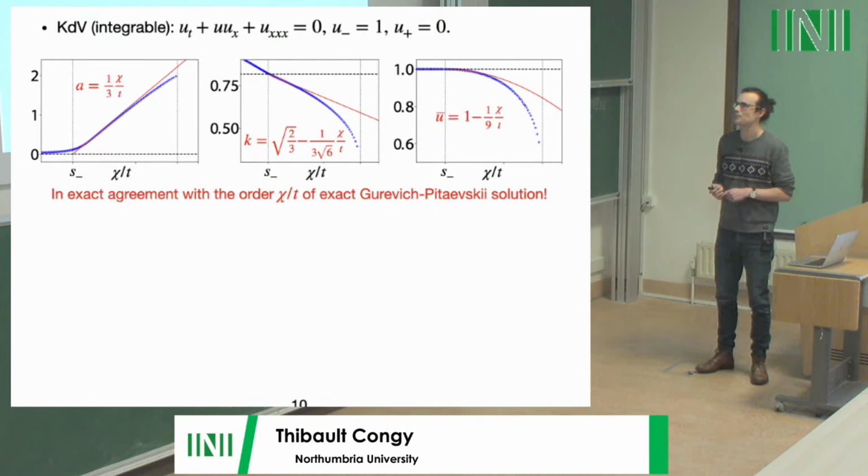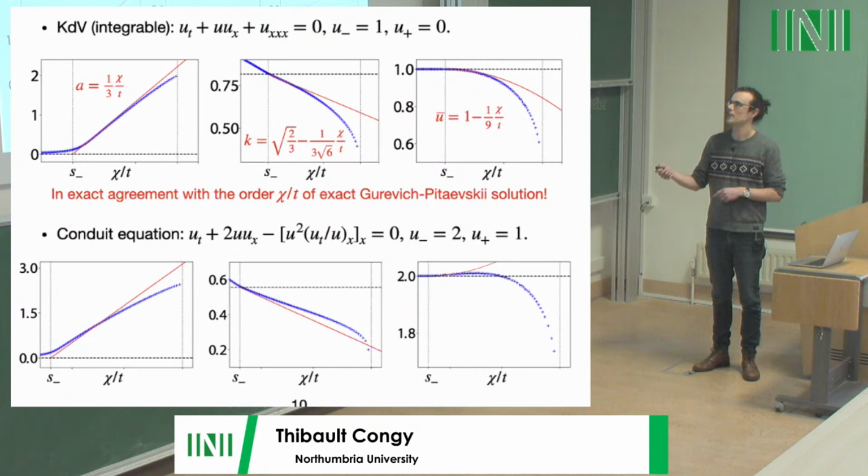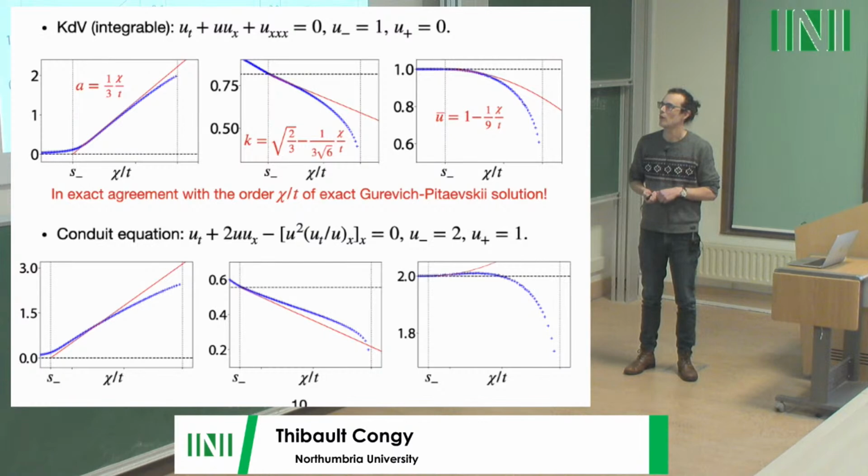Okay, but this is KdV, we already know KdV. Let's do a non-integrable model. So let's do the conduit equation here. These are the parameters. In blue, it's the numerics, and in red, it's this shallow water description. So for the amplitude, it's still quite good. You can see that for the wave number and the mean value here, you're really restricted to the regime very close to the trailing edge.